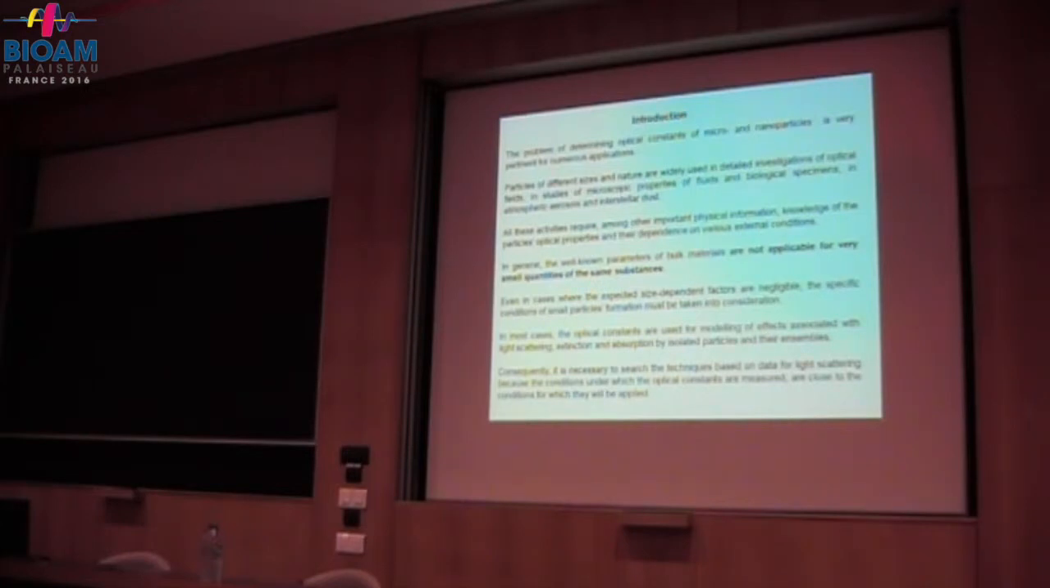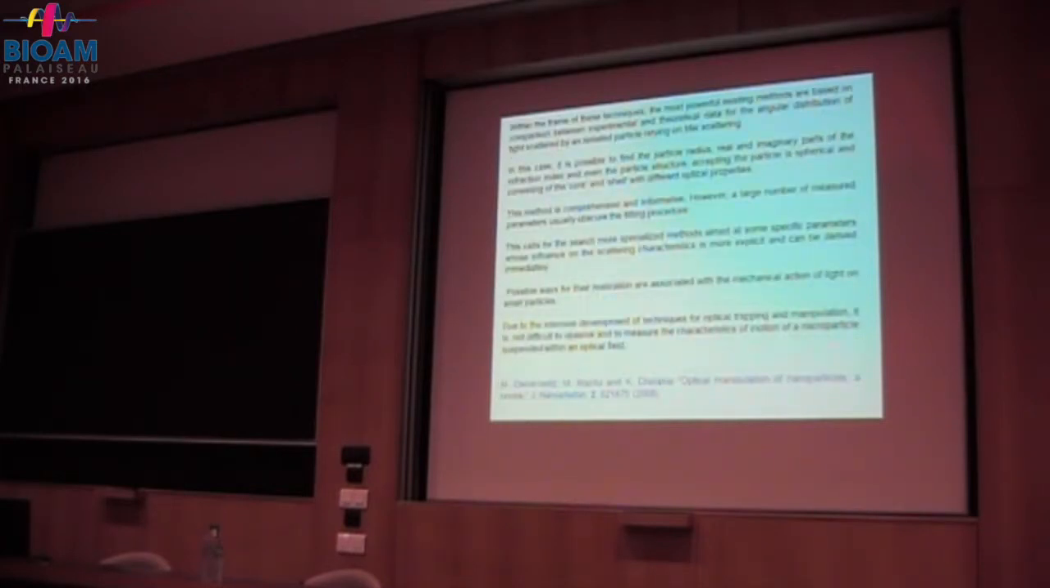In most cases, the optical constants are used for modeling of effects associated with light scattering, extinction, and absorption by isolated particles and their ensembles. Consequently, it is necessary to search for techniques based on data for light scattering, because the conditions under which the optical constants are measured are close to the conditions for which they will be applied. Within the frame of these techniques, the most powerful existing methods are based on a comparison between the experimental and theoretical data for the angular distribution of light scattering by isolated particles.